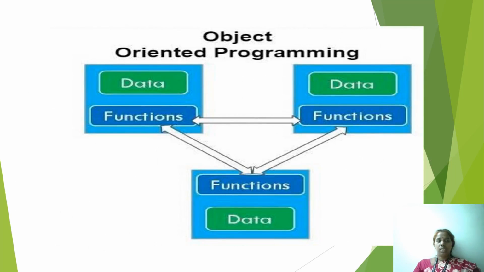Now we are going to see the object-oriented programming structure. In the last slide we discussed object-oriented programming. So what is object-oriented programming? Whatever we declare is based on objects only. Each object contains data and functions and can also communicate with each other. So this is the structure of object-oriented programming.